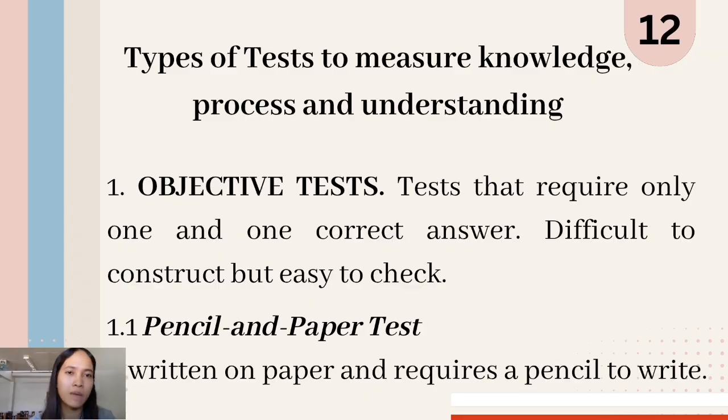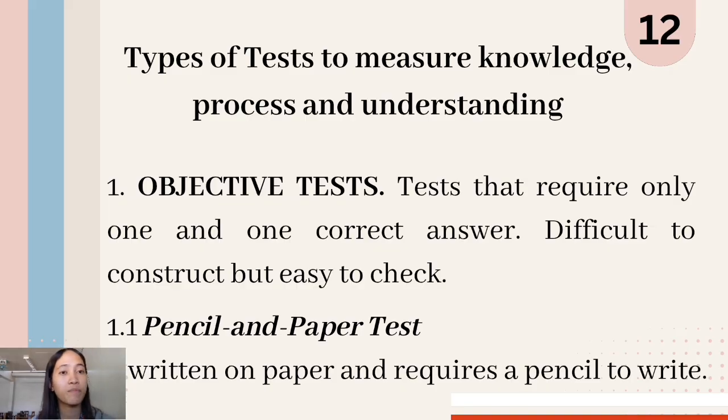There are different types of tests used to measure what students know, how they think, and how well they understand a subject. One main type is the objective test. This test has only one correct answer for each question. It can be hard to make but easy to grade.